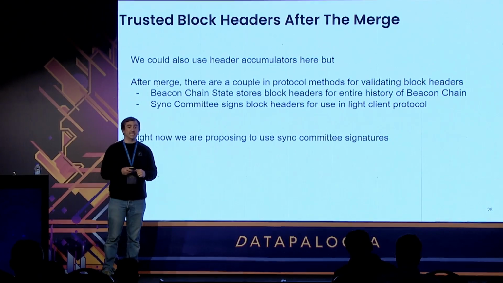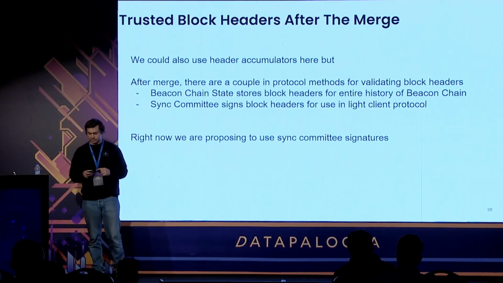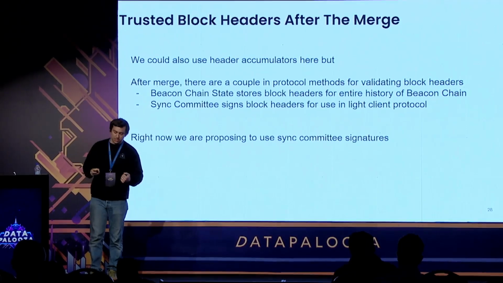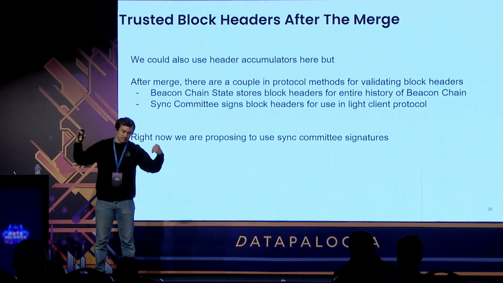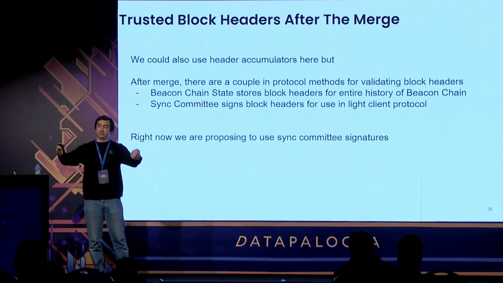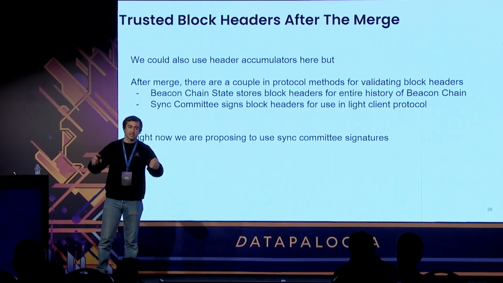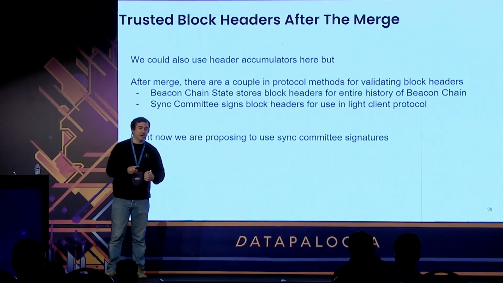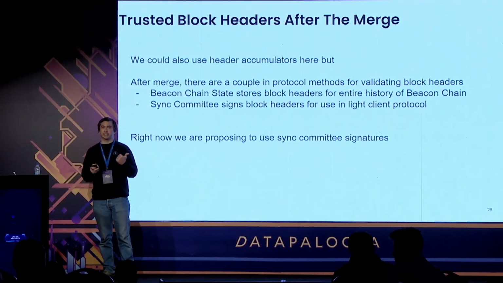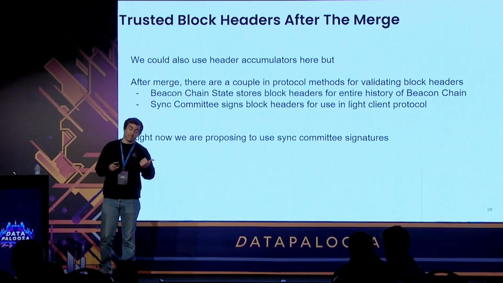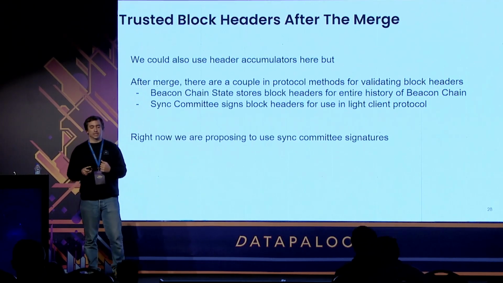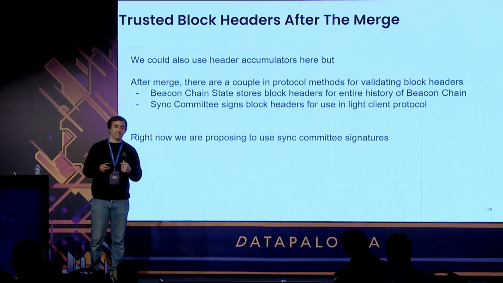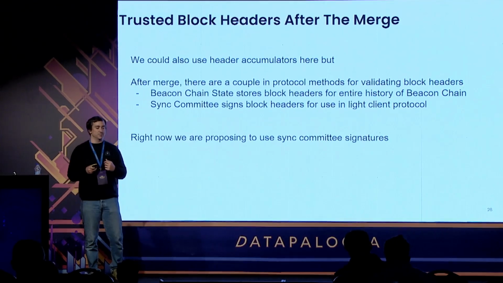If we want to look at block headers after the merge, we could also use accumulators. We could take some number of finalized blocks, compute a header accumulator, and then do the Merkle proofs. But after the merge, there are some additional mechanisms incorporated into the Ethereum protocol that we can use to more trustlessly verify these block headers.